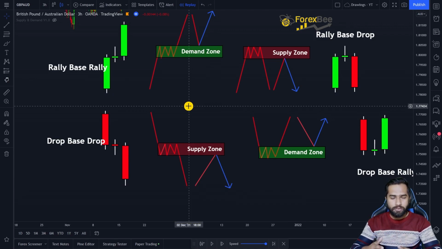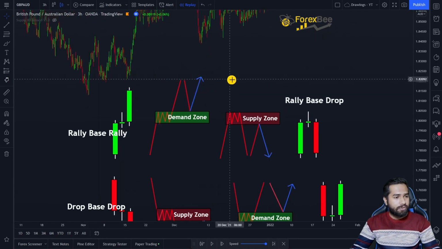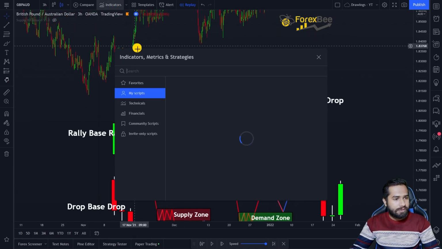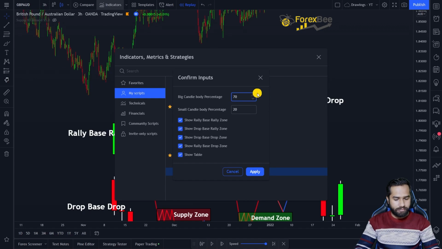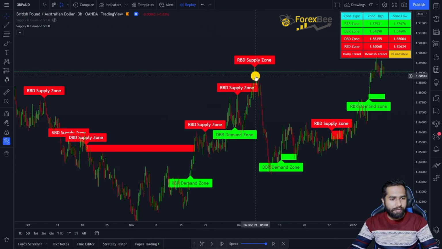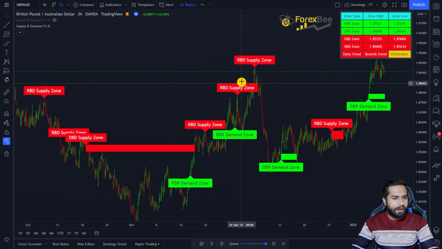It will draw the zones in real time. So let's apply the indicator to the charts. In order to apply the indicator, I'm going to go towards these indicators, and I'm going to go towards this indicator, supply and demand indicator version 1, and let me just put in the values, and I'm gonna hit apply.